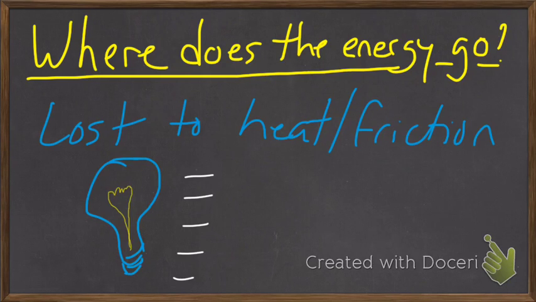Podlipsky actually touched on this really quickly, but it's mostly lost to heat and friction. If you look at this excellently drawn light bulb by myself here, this is an incandescent light bulb. How can you tell? Because it's shaped like one, and it's got a filament in it. It's got some tungsten in there.